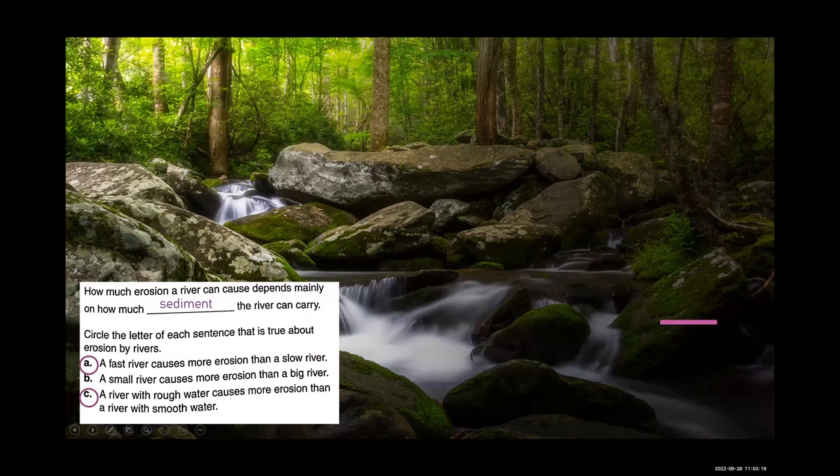So how much erosion a river can cause depends mainly on how much sediment the river can carry. A fast river causes more erosion than a slow river, and a river with rough water causes more erosion than a river with smooth water. And that should be pretty obvious, all of that. And you can tell by looking at this picture of this little stream bed that the water is not always this low, because these rocks here and these here are fairly smooth. So at some point they've had water with sediment rushing over them, at least enough to smooth out the rocks.